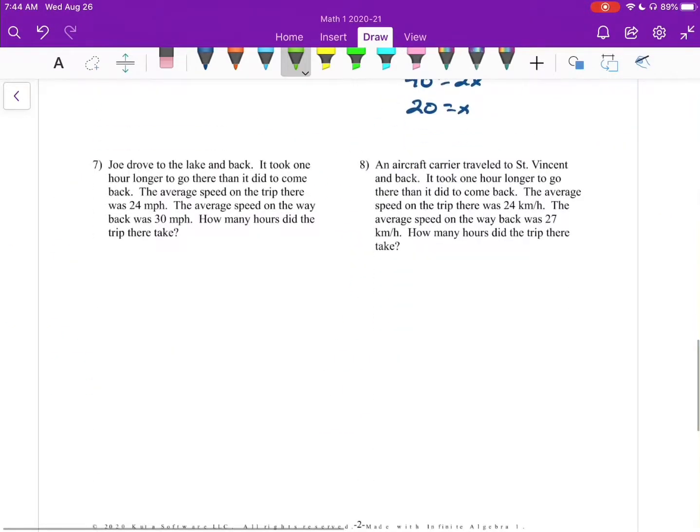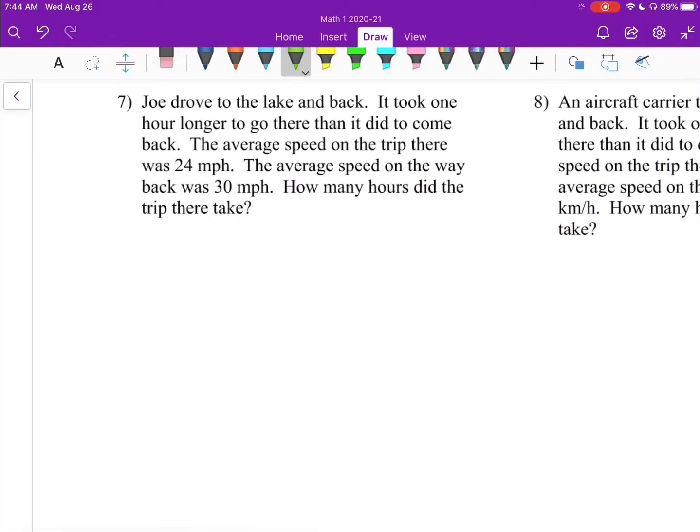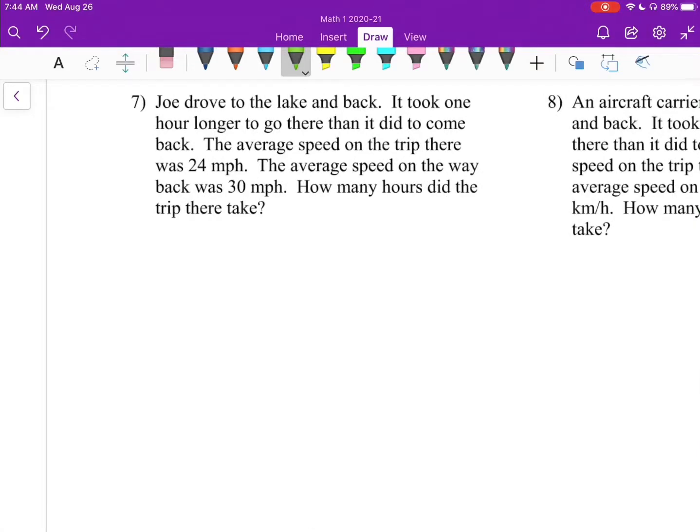Number 7. Joe drove to the lake and back. It took 1 hour longer to go there than it did to come back. The average speed on the trip there was 24 miles per hour. The average speed on the way back was 30. How many hours did the trip take? All right, so this is going to be kind of like number 6, only we know the miles per hour. We don't know the hours.